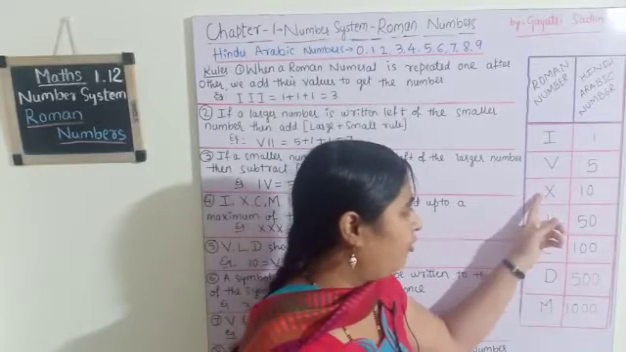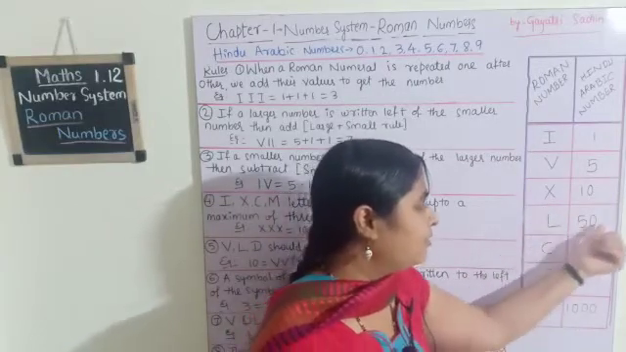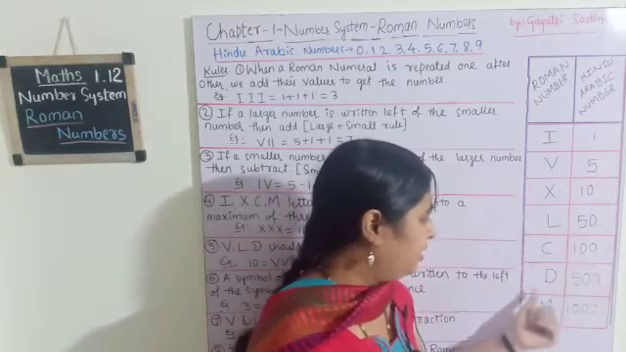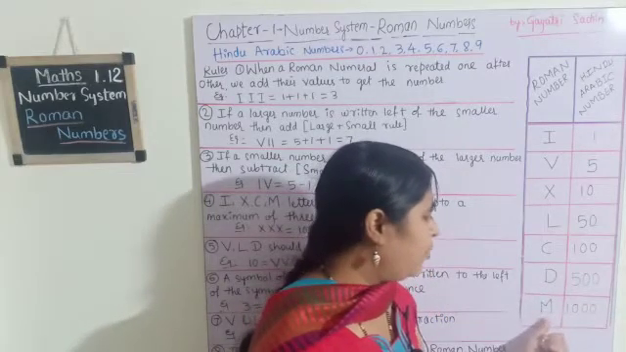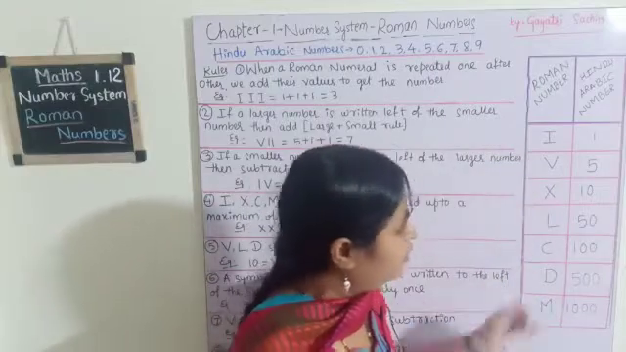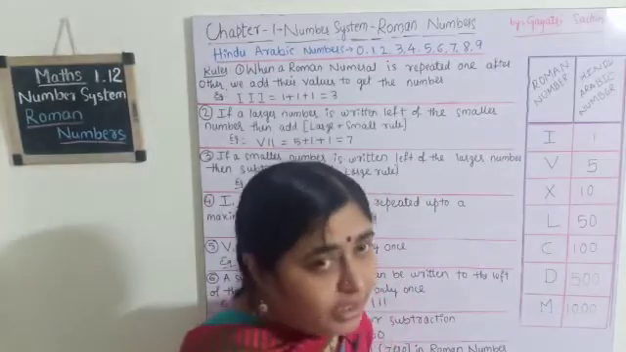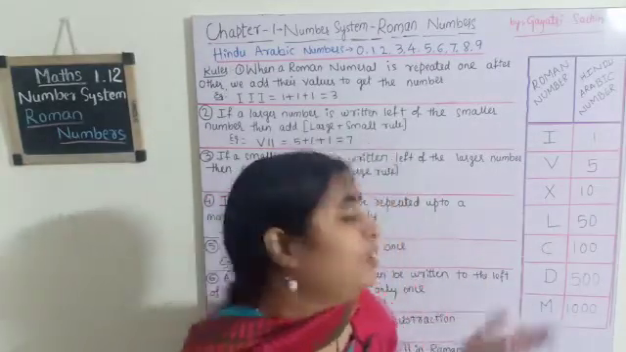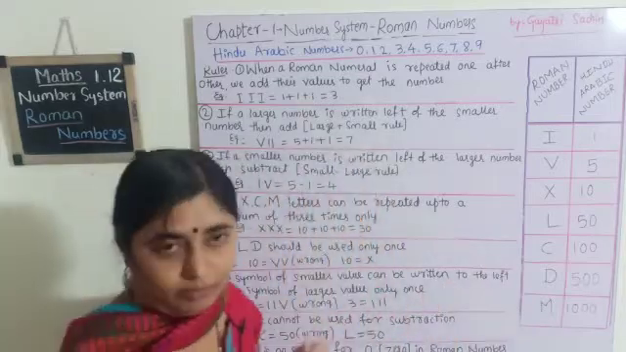This is X. What is the value of X? This is 10. Then L. L means 50. C. C means 100. D. D means 500. M. M means 1000. These are the 7 symbols, or these are the 7 Roman numbers that we use to study Roman numbers. Then how to write the other numbers? Let's learn how to write the numbers in the Roman number system.